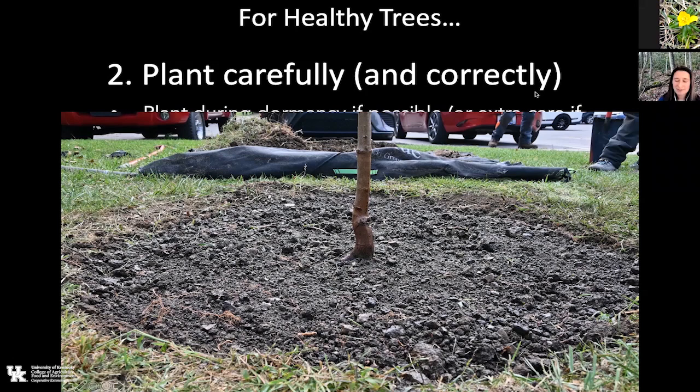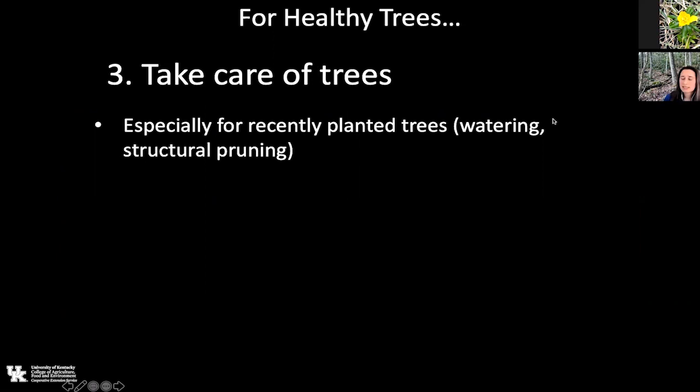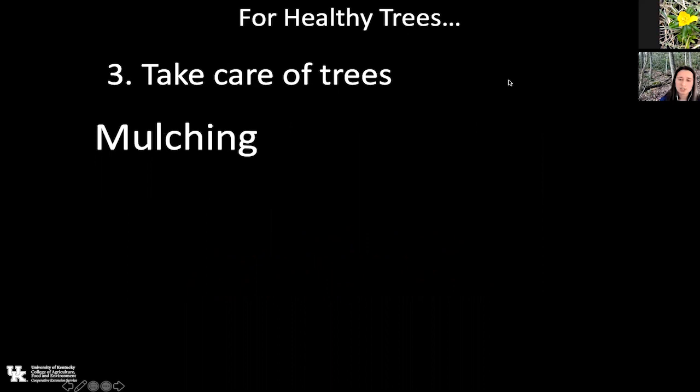So third, take care of your trees once they are there. This is especially true for recently planted trees. And that's things like watering and structural pruning to get them started off on the right foot. But in general, promoting the vigor of those trees that are already in your landscape setting, because stressed trees result in avoidable problems that you don't need. You can try to do everything you can to promote those trees so you don't have to deal with those issues. So what are some examples of taking care of trees?